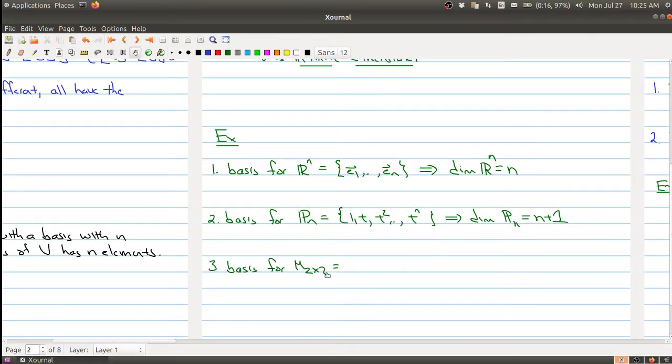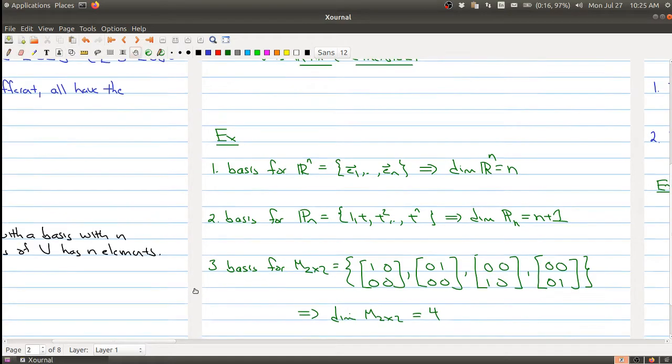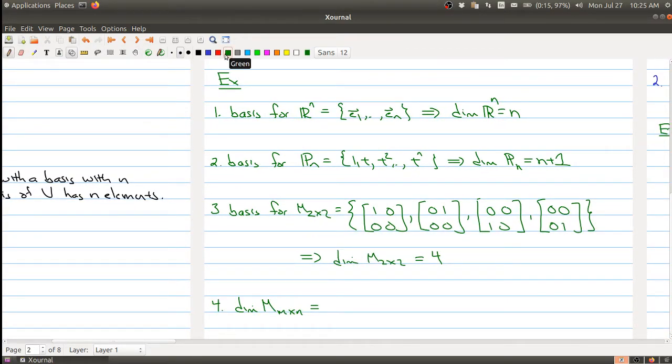We also talked about a basis for M22, which is all the 2 by 2 matrices. A basis for this is the matrix (1, 0; 0, 0), and so on, a matrix with all zeros except a 1 in one of the spots as we move around the matrix. This implies that the dimension of M2x2 is equal to 4, because I have four matrices in my set. And you can think about this for a second, but it's clear that the dimension of all the m by n matrices is going to be m times n.